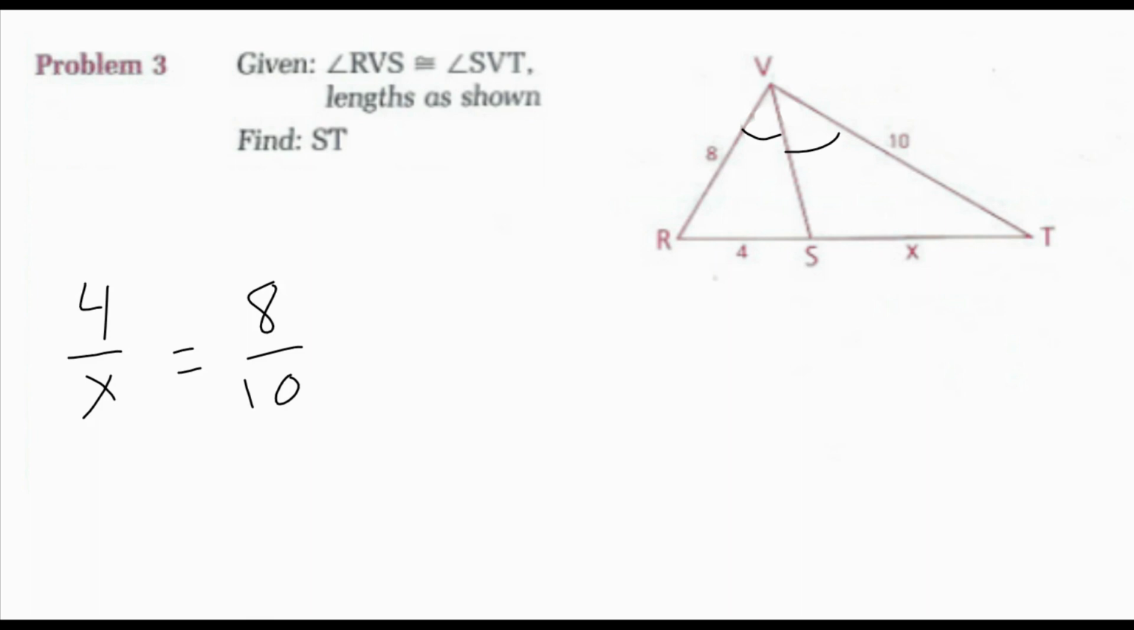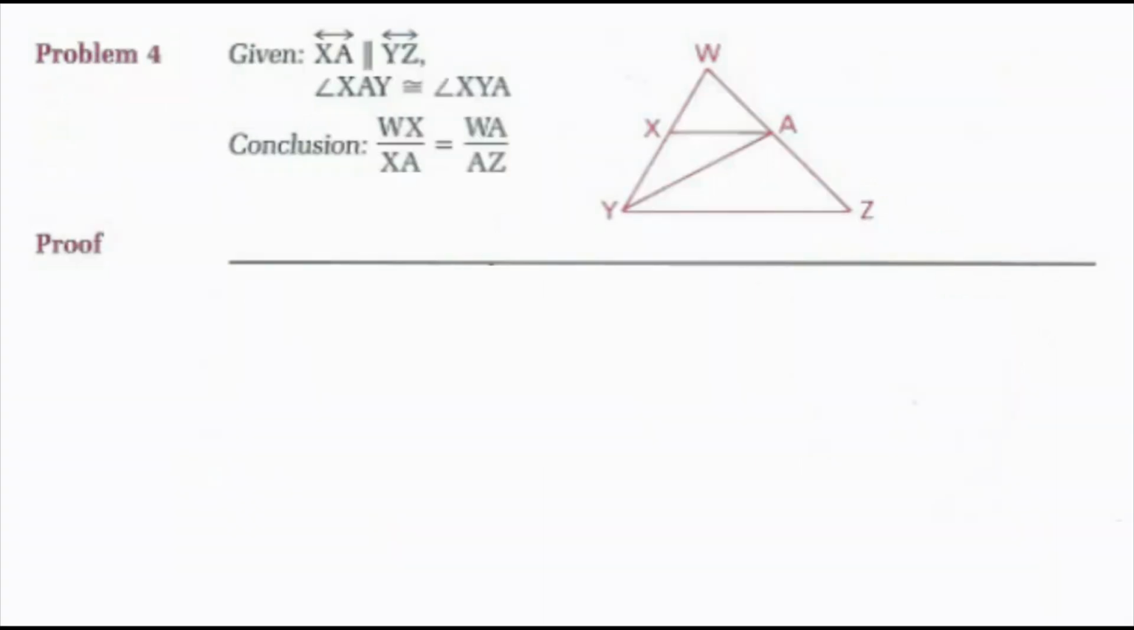Now, if I use my means extremes product theorem to multiply this out, I'd get 40 is equal to 8x. I divide by 8 to give me x is equal to 5. So ST is 5. Looking at problem 4, we're given line XA is parallel to line YZ. Angle XAY is congruent to angle XYA. I want to conclude that WX over XA is equal to WA over AZ.